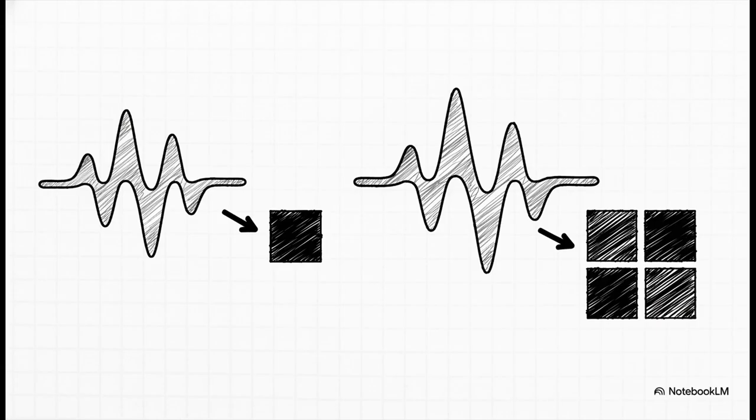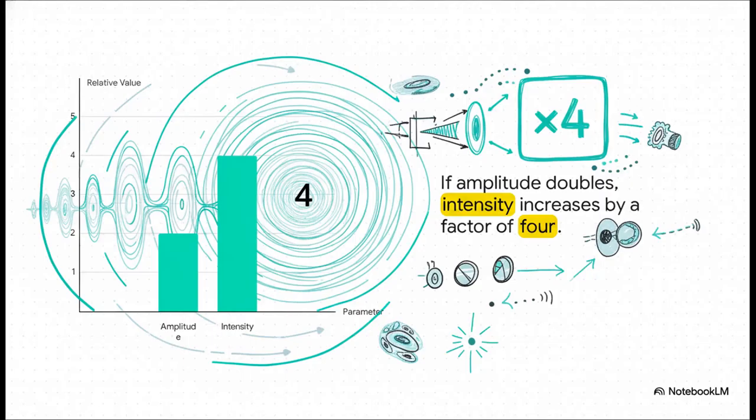Let me show you what I mean with an example. This makes it super clear. Let's say your amplitude is 2. Well, the intensity is proportional to 2 squared, which is 4. Simple enough. But now let's just double the amplitude. Let's kick it up to 4. You might think the intensity would double to 8, right? Wrong. The intensity is now proportional to 4 squared, which is 16. So by doubling the amplitude, you've actually quadrupled the intensity. That's the power of squaring.